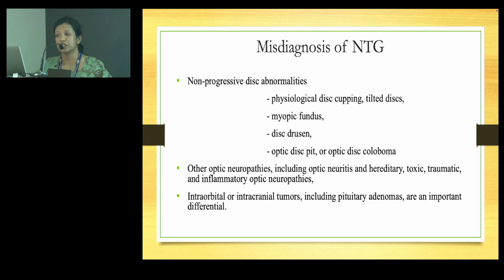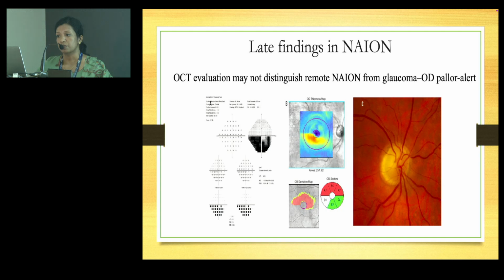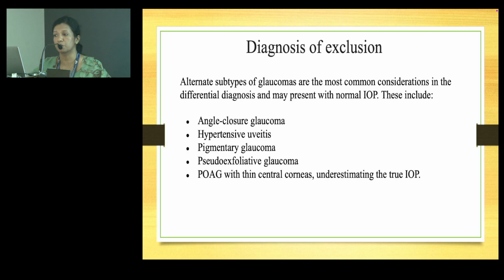Then many other features can be misdiagnosed as NTG, like physiological disc cupping, myopic fundus, disc drusen, optic dystrophy, and other toxic and inflammatory causes also. So this one is a non-arteritic ischemic optic neuropathy, which is a remote one. In this, you can find the visual field defects and the corresponding superior thinning in the OCT, but there is no cupping. More pallor is present in the superior part of the disc, which corresponds to the non-arteritic ischemic optic neuropathy.